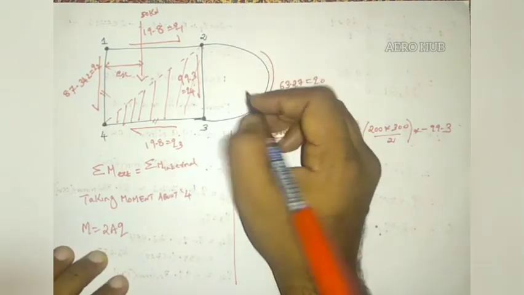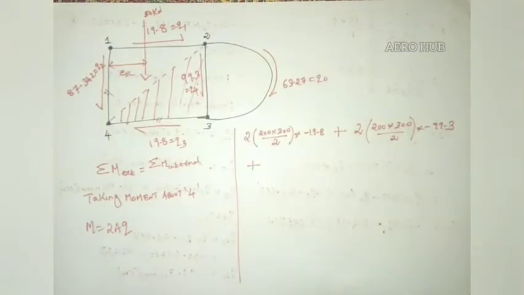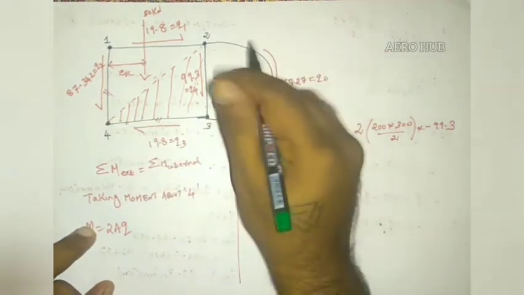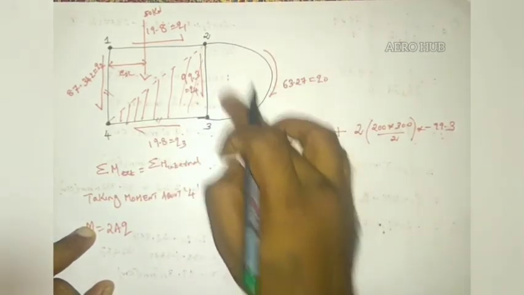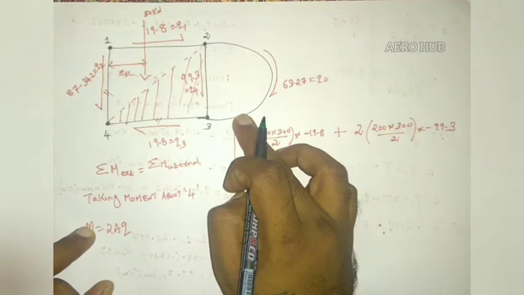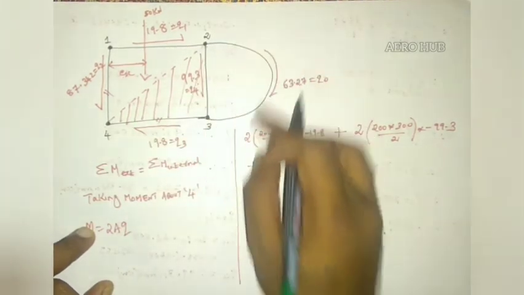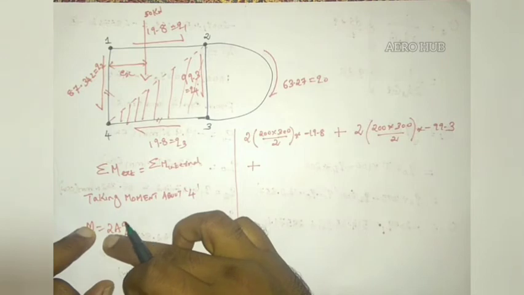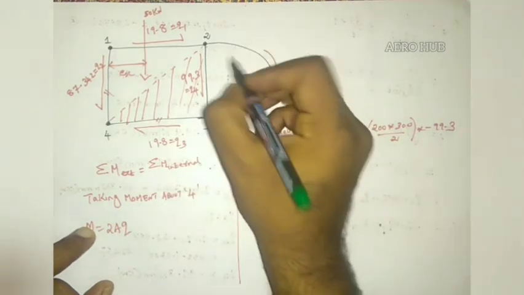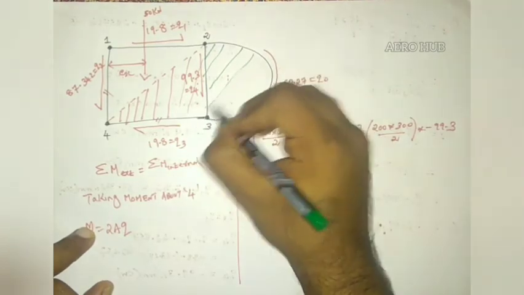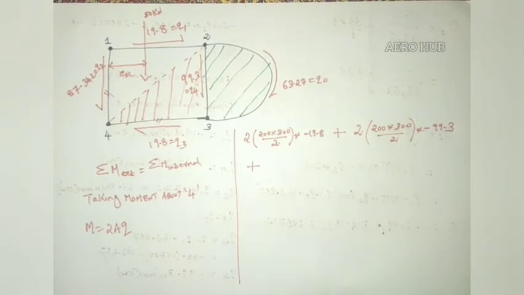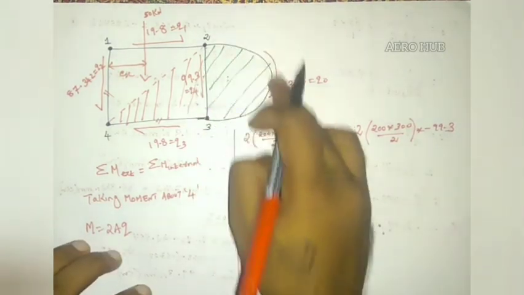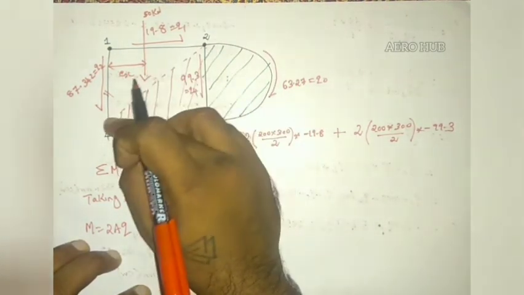Plus, now we have to consider this curved web. For the curved web, we have to consider the area of this triangle, because the moment produced by this curved web with respect to point 4 is nothing but the area enclosed into Q into 2. The area enclosed is nothing but the area of this semicircle plus the area of the triangle. So for the curved web 2, 3, we have to consider the area of the semicircle plus the area of the triangle.